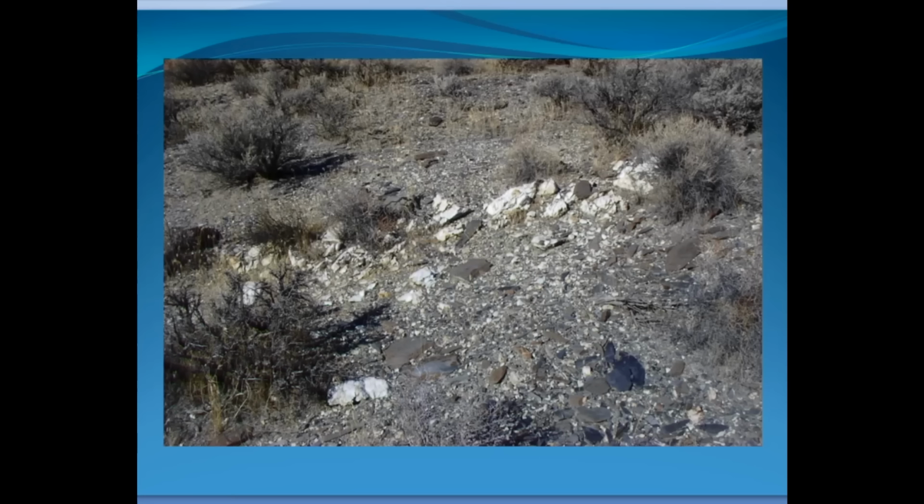Now, accumulations of quartz and that sort of thing can mark a vein like this. There's a vein cutting from one side of the picture to the other, and you see the little bit of quartz that's kind of broken off and spilled down the hill. But that's the concept. When you see accumulations of quartz, it's oftentimes from a vein.